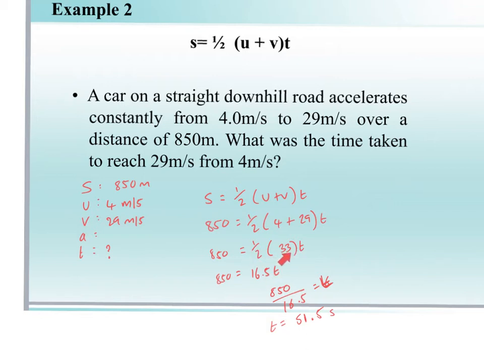Okay, so I've halved the 33, because it's half times 33 there. So 16.5 T. And now to get T on its own, I divide both sides by 16.5. This comes down to 850 over 16.5 equals T, which comes out to be 51.5 seconds. Okay, hopefully you can see the method there. I think we've got another example coming up.